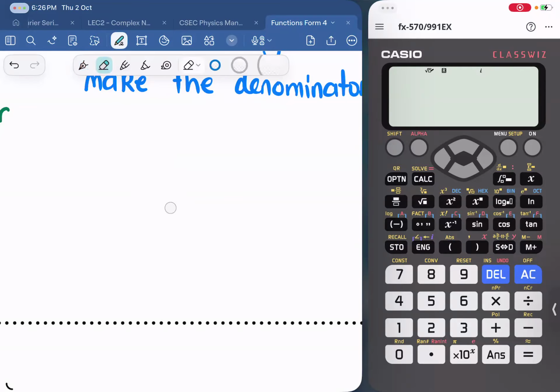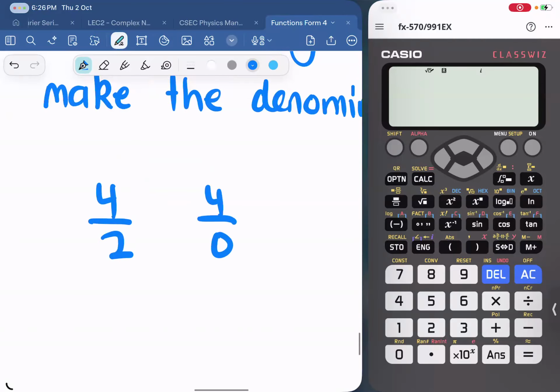Yeah. Let me do a simpler example, right? To make sure everybody follows it. 4/2. How many 2s would it take to make 4? 2. Okay. How many 0s would it take to make 4? You think that's possible? Not at all. You think any amount of 0s could ever give you 4? No, sir. You could keep going for infinity. You'll never get 4 back. That's why we can't divide by 0. 0 breaks the laws of division. I hope that makes sense.